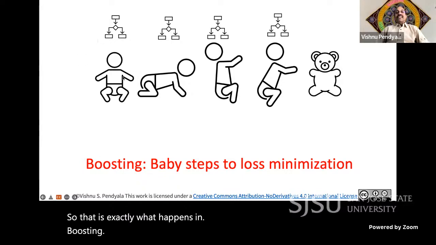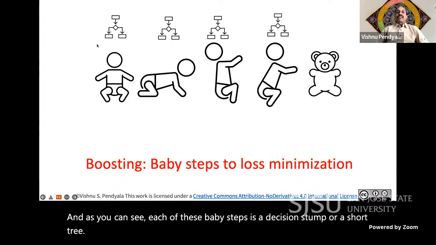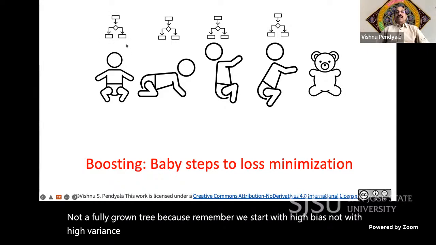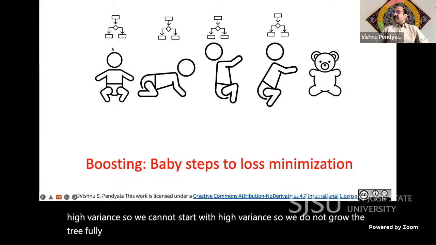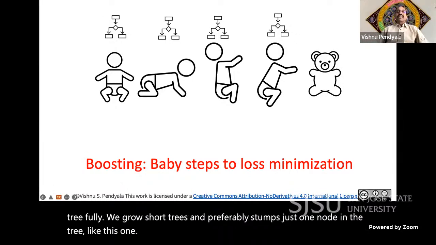And as you can see, each of these baby steps is a decision stump or a short tree, not a fully grown tree, because remember, we start with high bias, not with high variance. So we cannot start with high variance. So we do not grow the tree fully. We grow short trees and preferably stumps, just one node in the tree, like this one. So these are the baby steps.